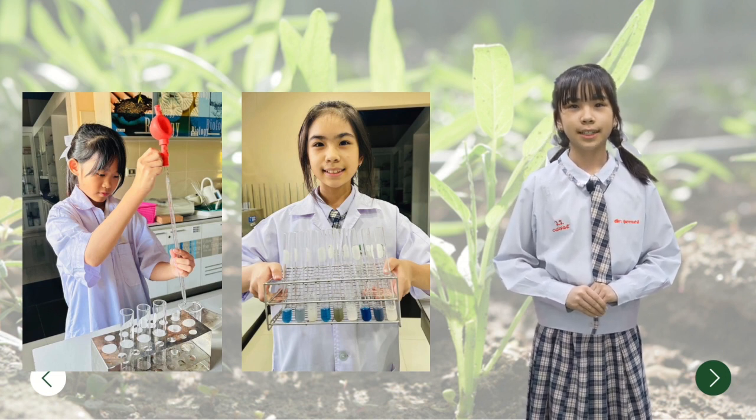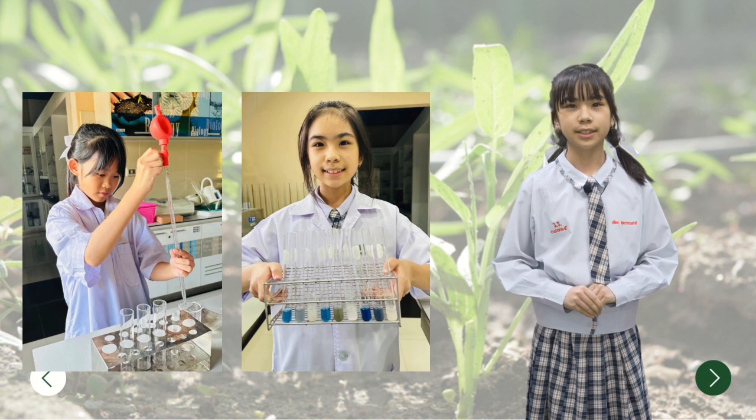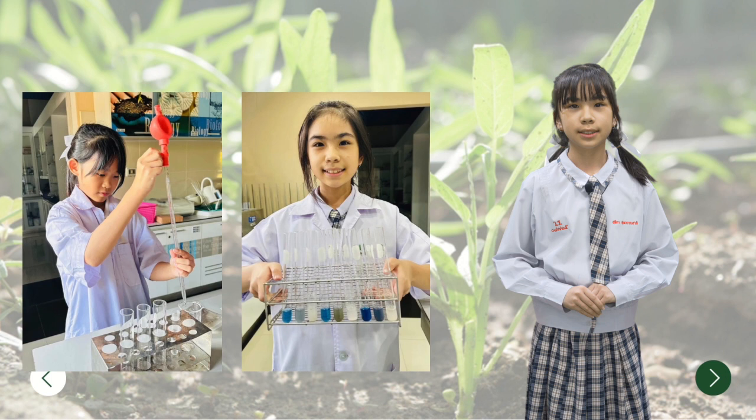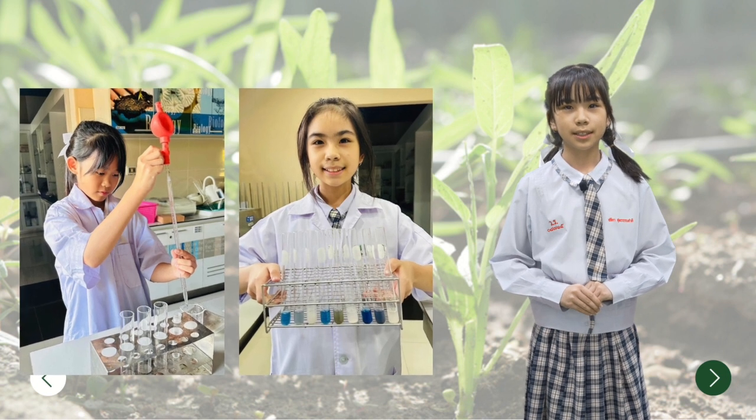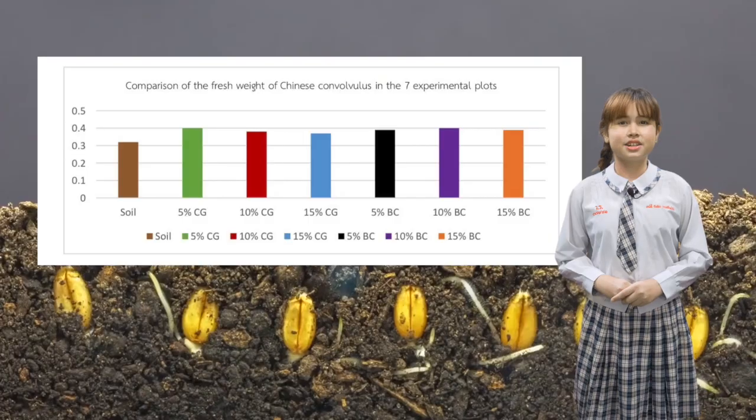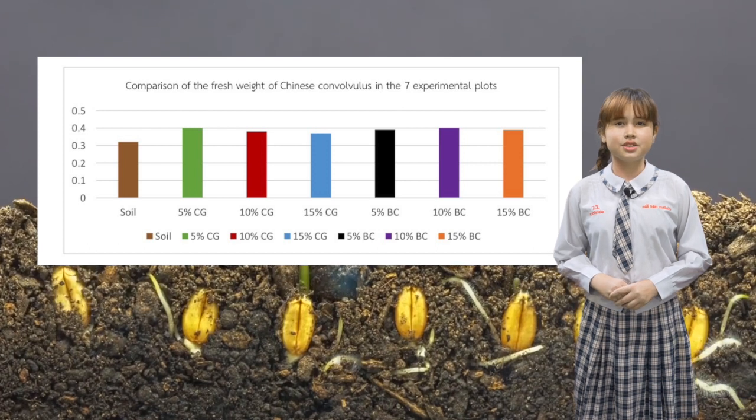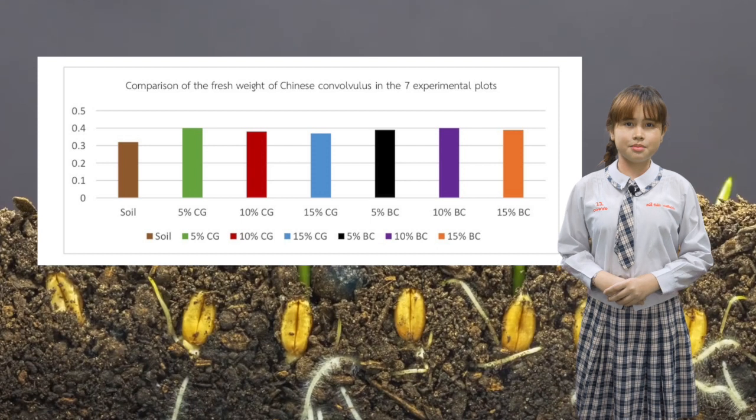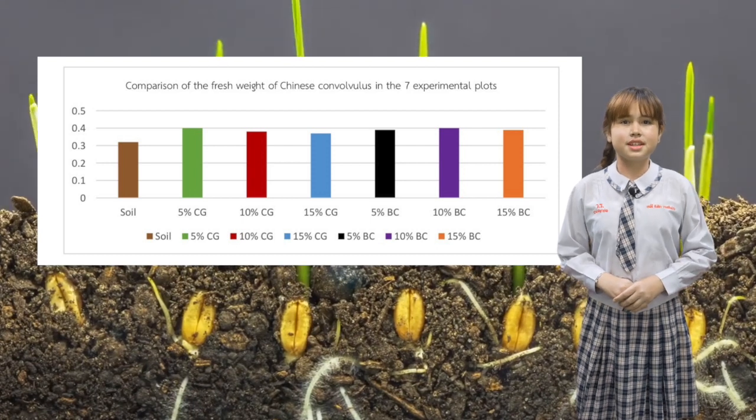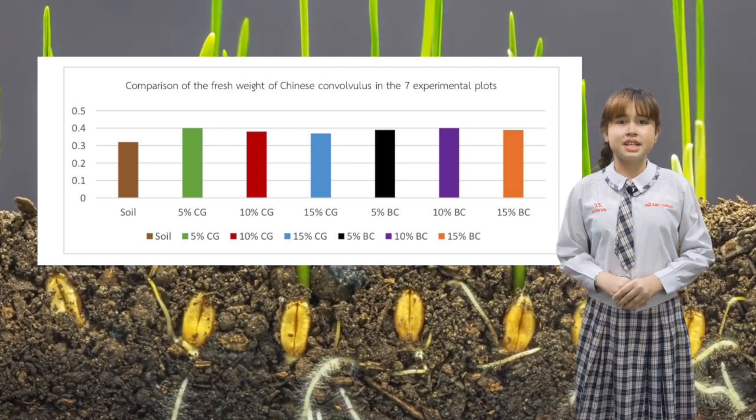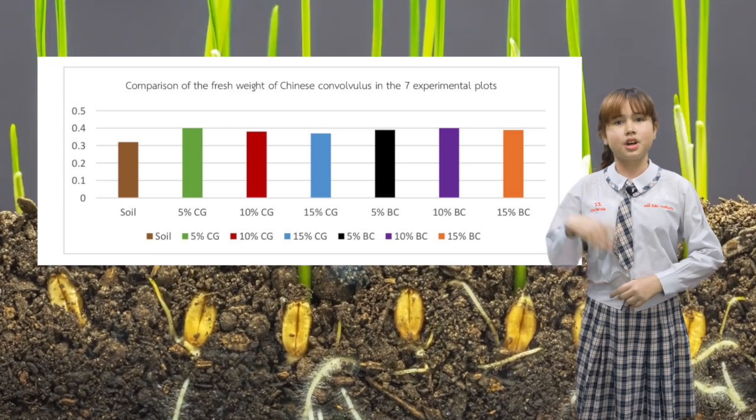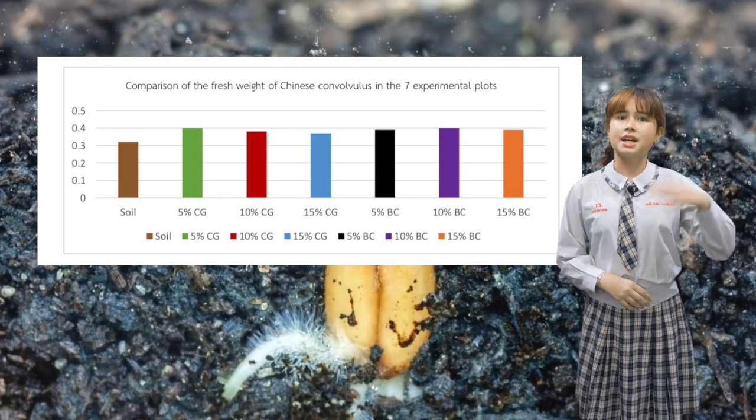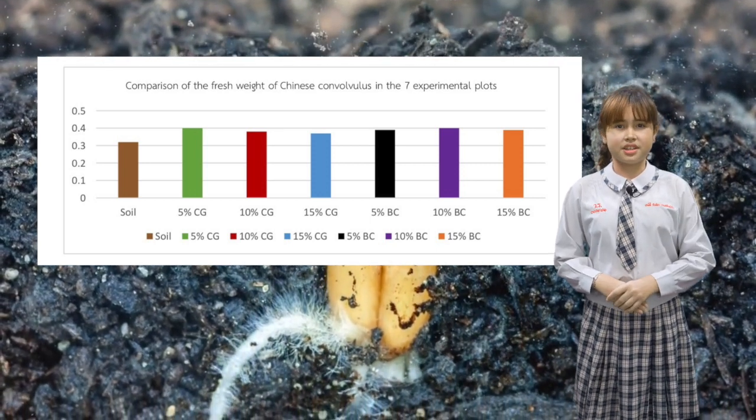The growth of Chinese Convolvulus was measured in terms of height and stem circumference. The pot with 10% biochar inhibits the base growth. Conclusion and discussion. It was found that the optimal mixtures of coffee grounds and biochar contribute to the chemical fertility of the soil, resulting in increased nutrient levels in the soil. Specifically, the soil mixed with coffee grounds showed higher phosphorus levels, while the soil mixed with biochar exhibited higher potassium levels. This has implications for plant growth.